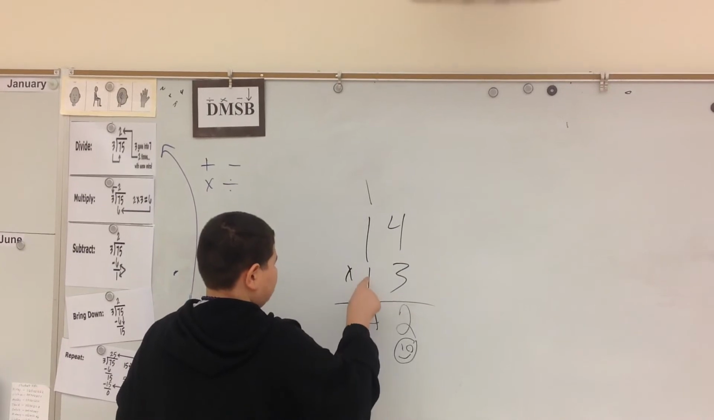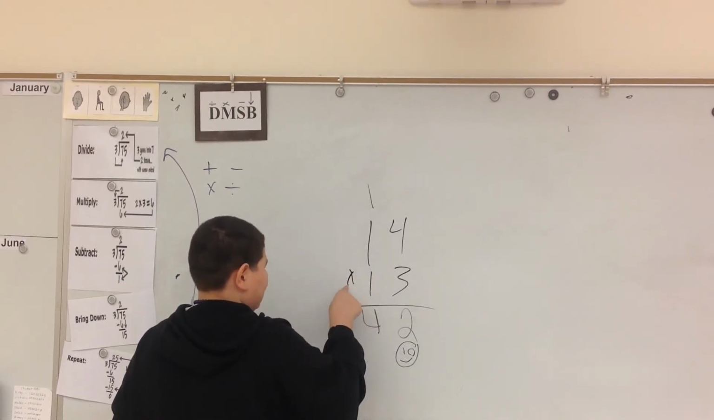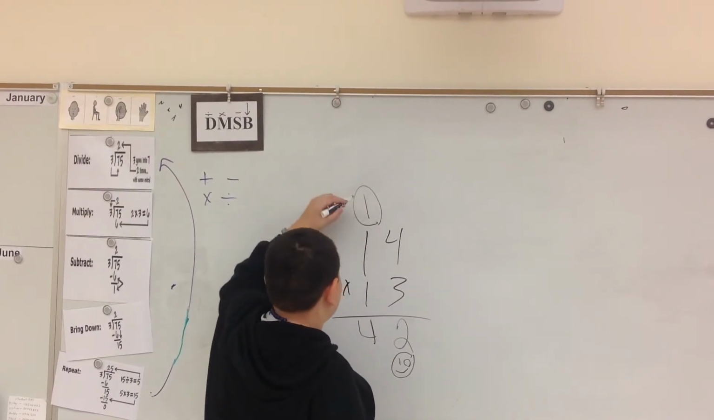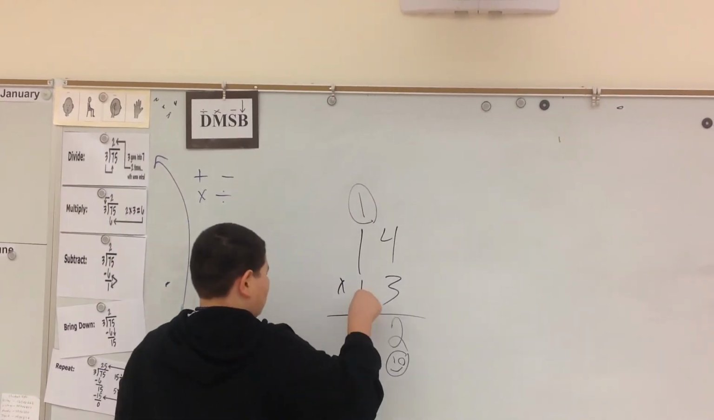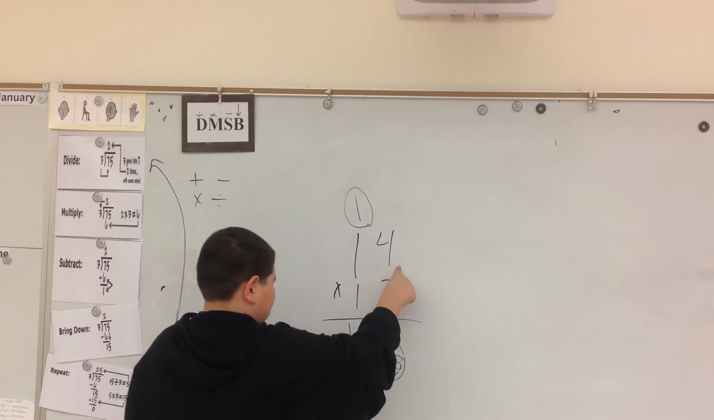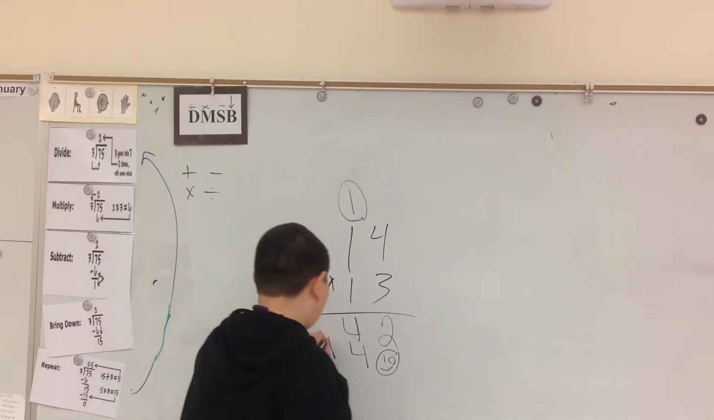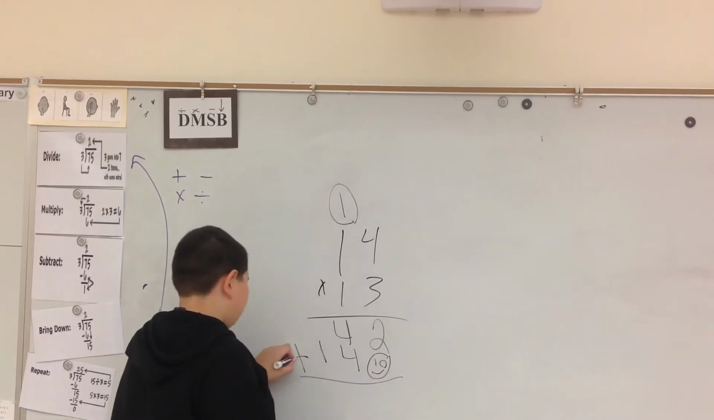And then we move on to the 1. 1 times 4. Don't forget to circle that so you don't get confused. 1 times 4 equals 4. Then 1 times 1 equals 1. Then you have to add it.